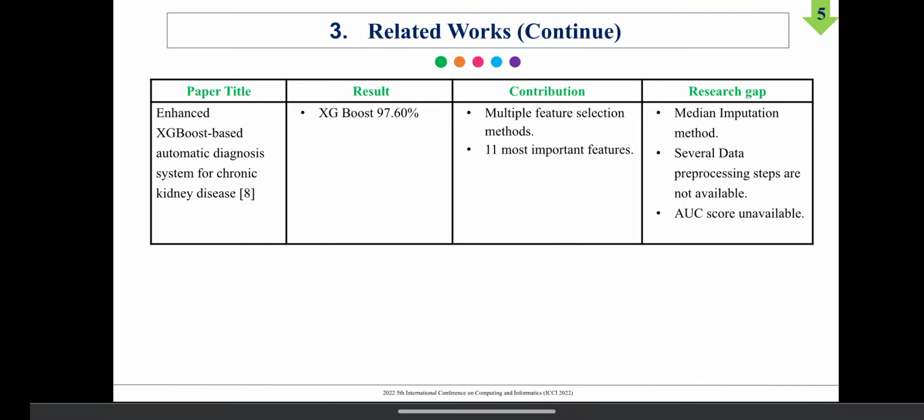Here in the third related work, the authors have implemented multiple feature selection methods and extracted the 11 most important features, but they have also used the mean-median imputation, which is not suitable for medical data. Several data preprocessing steps are not available. Also, the AUC score is not given.